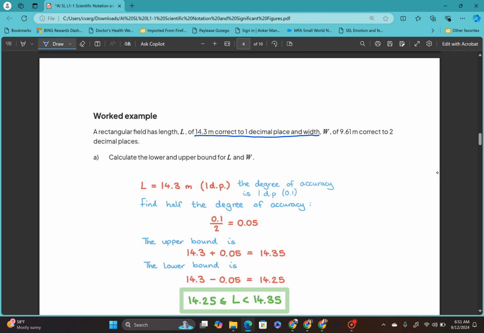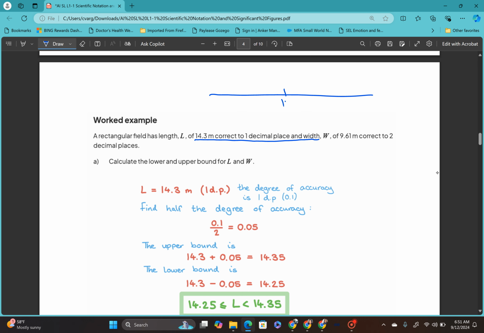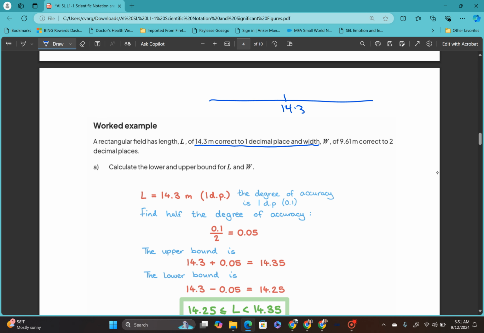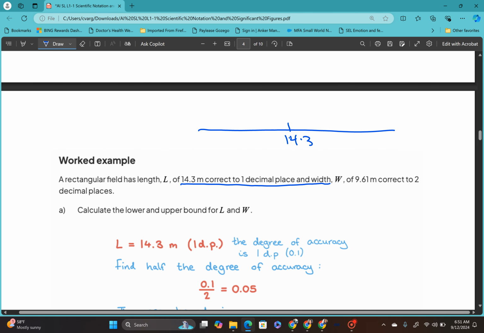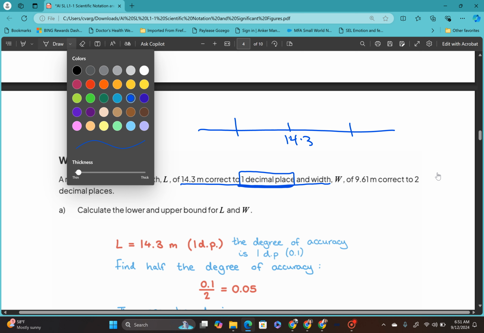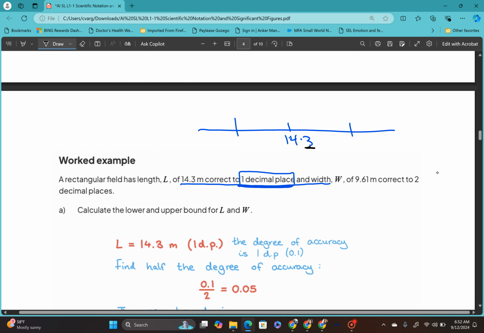So we want to see, if I have 14.3 on a number line, here's 14.3. I want to find out all the numbers that round to 14.3, okay? And I want to go to 1 decimal place. So what does that mean? That means that I want to go with its accuracy to that point right there, which is the tenths place. Okay, so how do I do that? Let's take a look at this.